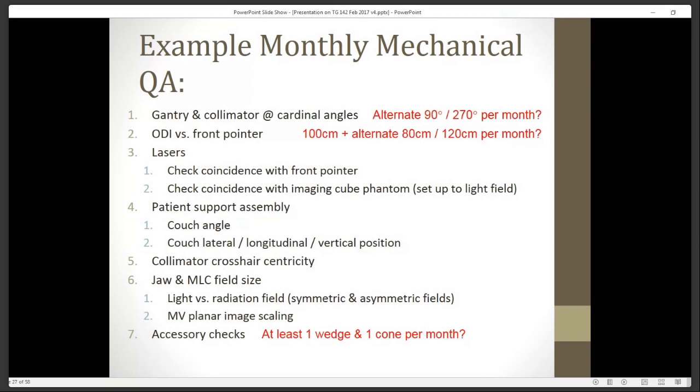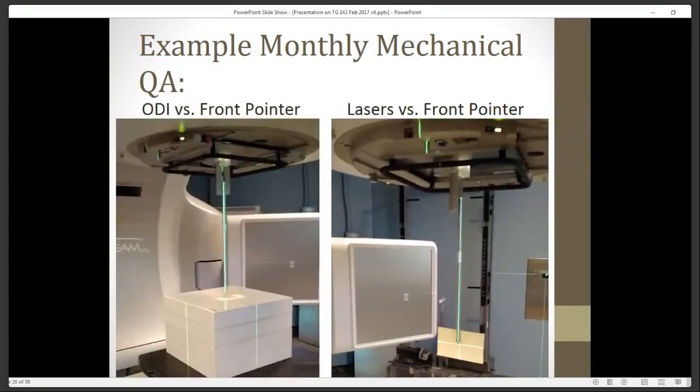So here's some examples of what this looks like. Here on the left is checking the ODI relative to the front pointer. I've got the solid water on there because I know that solid water is 20 centimeters, so I can use the front pointer, check the ODI, and then pull the solid water out of the way and check the ODI at 120 as well. And then also you can do your lasers versus the front pointer.